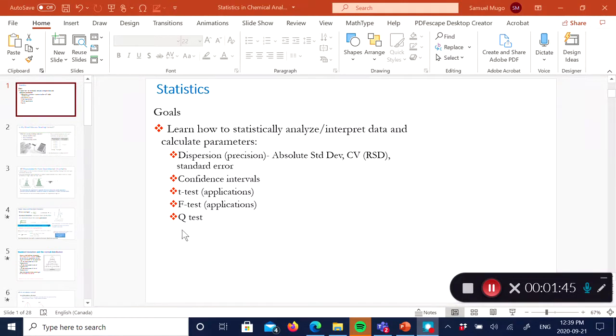And then lastly, we're going to talk about what do you do if you suspect one data point or more data points are an outlier, and so they are far from the rest of the data. So do you just ignore them, or what statistical approach do you actually use to reject or keep data that you think is questionable? And that's what we call the Q-test.